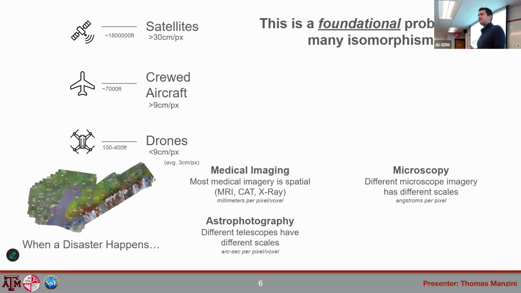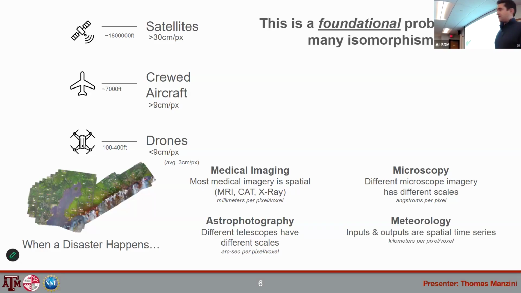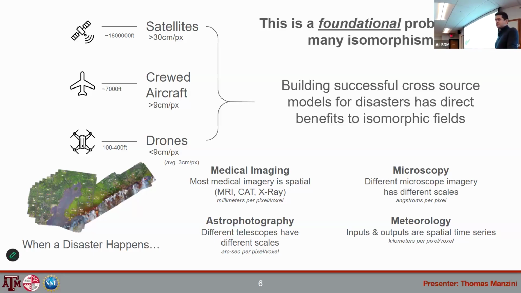Astrophotography: different telescopes, different resolutions, different fields of view, same properties come up. And also in meteorology, a lot of the modeling systems that have been developed operate on voxels. And those voxels have spatial resolutions as well, kilometers per pixel or meters per pixel in the case of really niche models. And so what this means is that if we are able to tackle this problem in disaster response, then we can have a bunch of impact in all these other fields as well. And that's because these problems are really isomorphic, since this property of spatial imagery spans a lot of different disciplines.